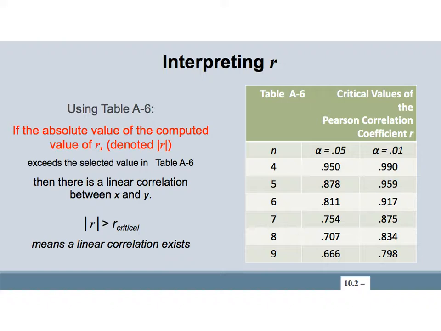So this is a little piece of that table. On the table, you have your N. Your N is your number of data pairs. You have an alpha of 0.05 and an alpha of 0.01. We're only going to use the 0.05. So if I had 6 data values and I'm using 0.05, my R critical would be that 0.811. So any R I get in the calculator would have to be bigger than 0.811 for me to consider this a linear correlation.